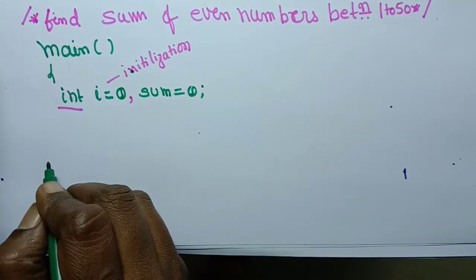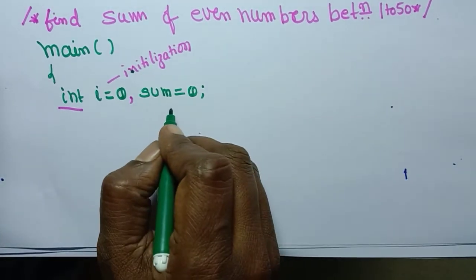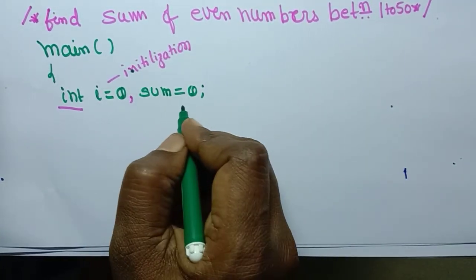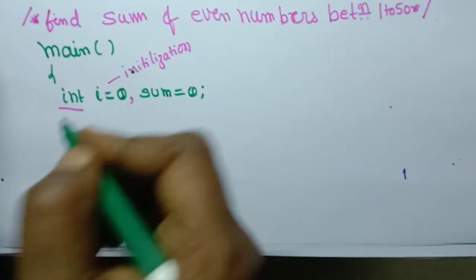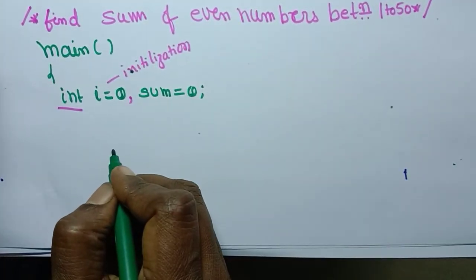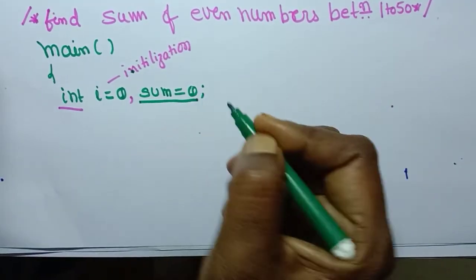Whenever you are doing the addition program, it is a must, it is good practice. If you have not written it, you are getting some wrong answers. Even though everything is correct, you are getting wrong answers. So always take sum = 0.